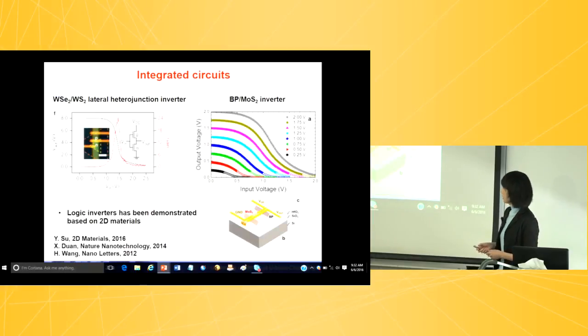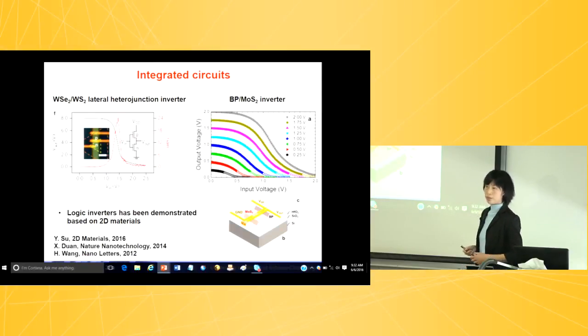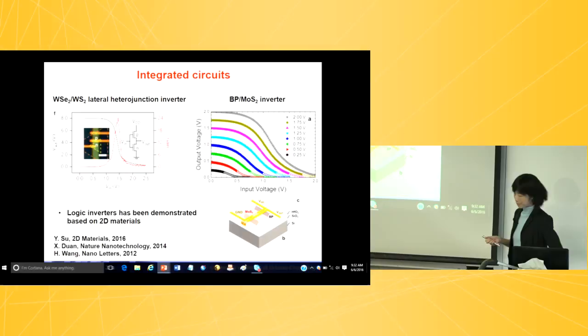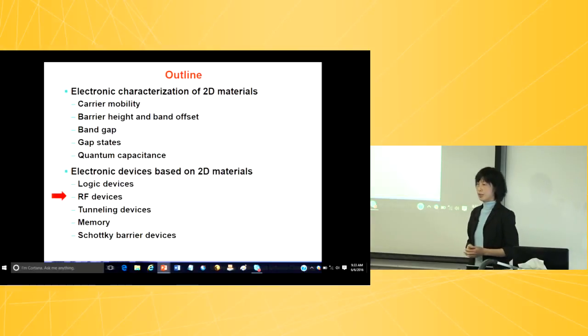Based on the logic transistors made of TMDC, many different integrated circuits were also made. Here are two examples. The left one shows the inverter based on WSe2 and WS2 grown by CVD. So this is a lateral heterostructure. The right one shows the BP-MoS2 inverter. This is made by Steve's group. So that's for the logic device and logic circuit.